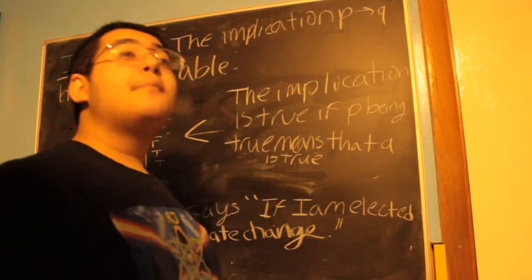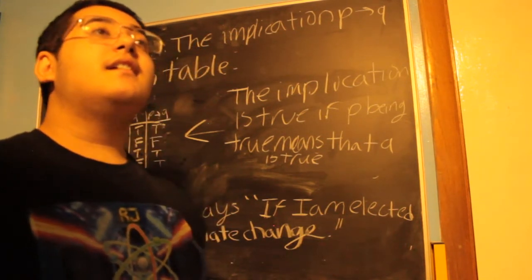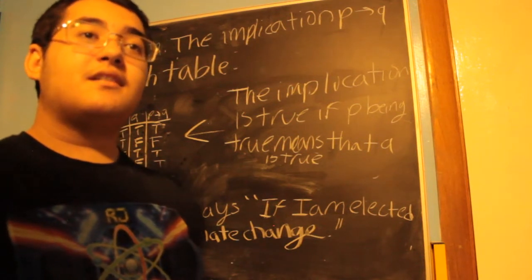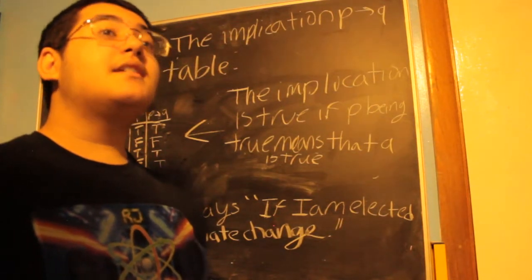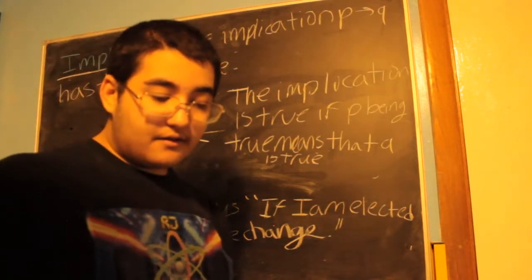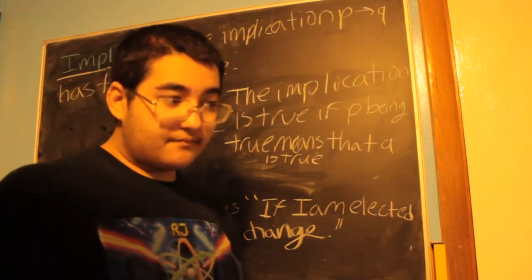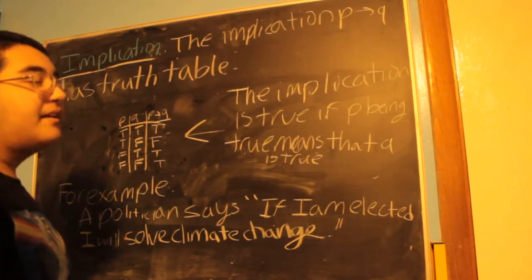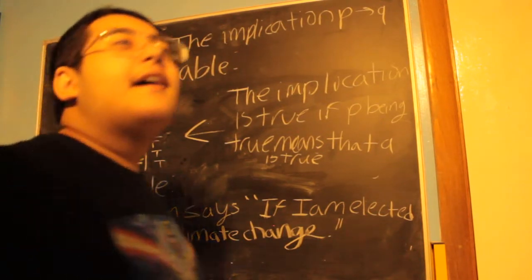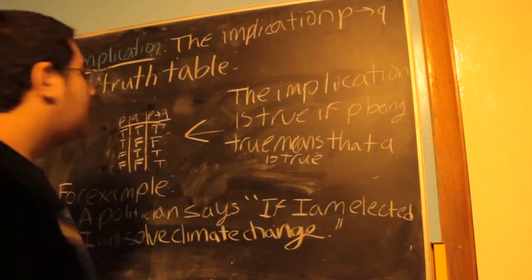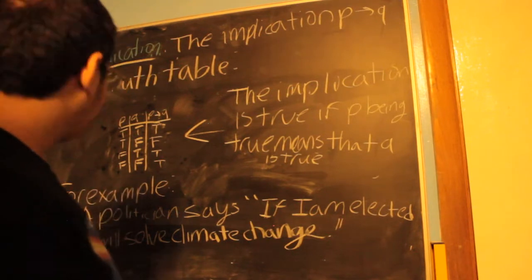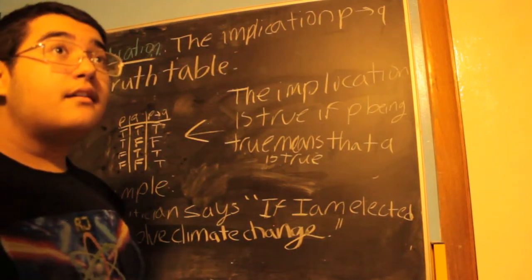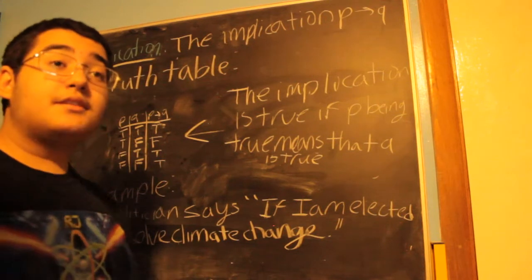It just means that P is a sufficient condition for Q. And vice versa, Q is a necessary condition for P. Means P can only be true if Q is true. If that's not how it happens, then P implies Q is false.